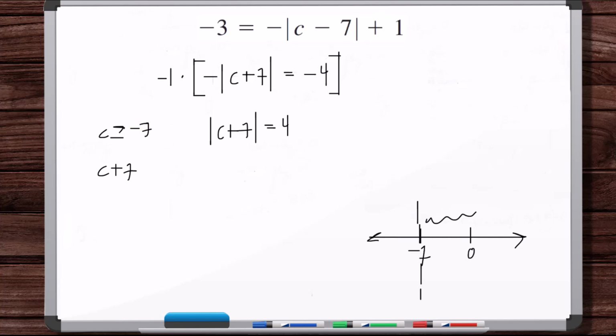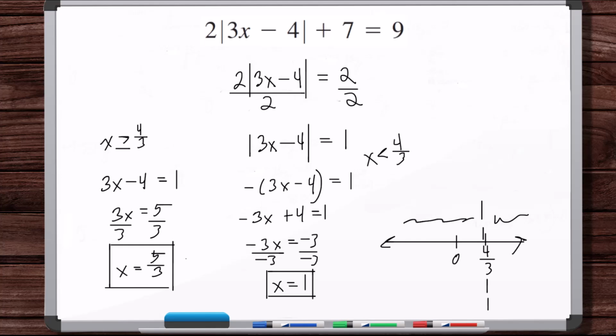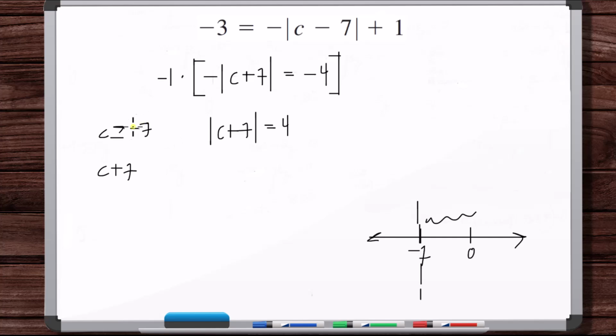Notice how we accounted for all possible values of x: x is greater than or equal to 4/3, x is less than 4/3. It's important to make sure you do that, that you look back and say, okay, I've analyzed every single possible value on the real number line, that potential inputs. Notice how we did that here, right? So here we're starting with c is greater than or equal to -7, and then next we just need to consider everything that's less than -7.